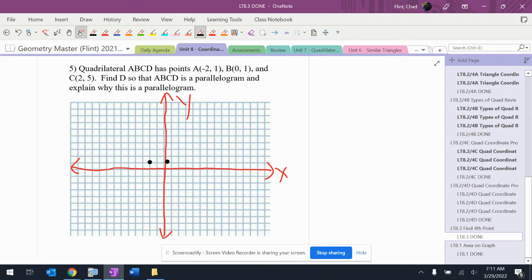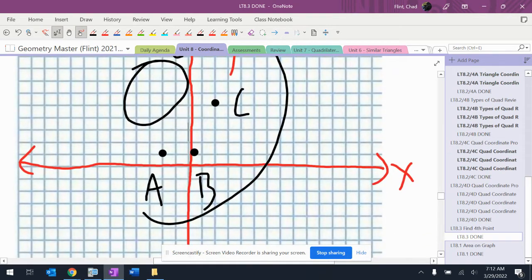Which will happen sometimes. Negative 2, 1, 0, 1, 2, 1, 2, 3, 4, 5. So that's A, that's B, that's C. So that means I'm going to go in this direction here. So D is going to be out here someplace. All right, let's make those opposite sides parallel. Let's go like this. Let's go up and over.